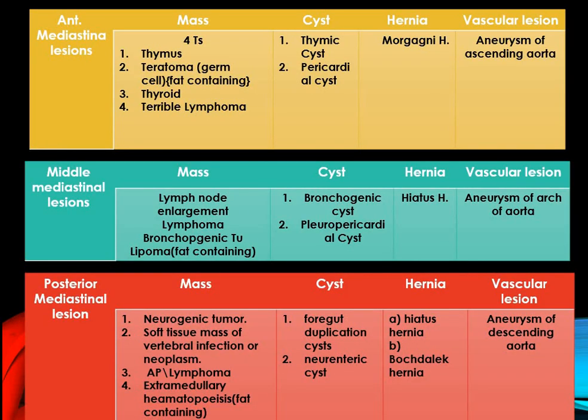How can we use these differentiations? By narrowing the differential diagnosis. As you can see in this table, each part of the mediastinum has its differential diagnosis, and remember always that every part have its mass, cyst, hernia, and vascular lesions. Without going in details, because it will be discussed in the theoretical lecture, we will go to some examples.